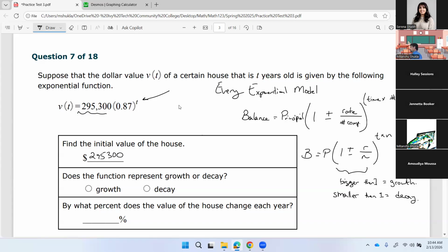Jessica, any ideas? Growth or decay? Decay. How do we know? Because the 0.87 is smaller than 1. Love it. That's perfect. Yes, because the 0.87 is less than 1. Okay. Then what is the percent that it's changing by?